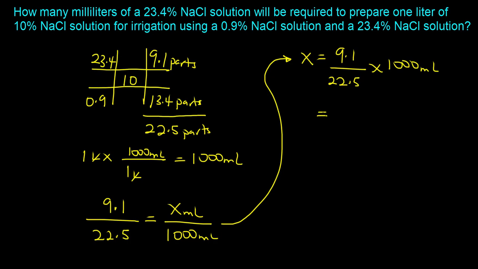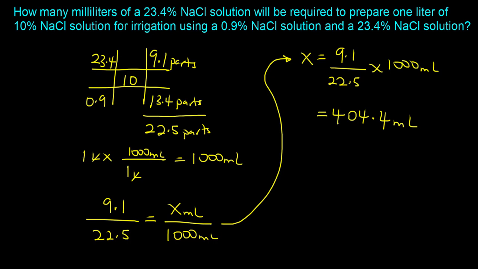And that is going to be equal to 404.4 milliliters. Now, the thing about this type of question is you have three different concentrations all given to you. The numbers are given to you explicitly.